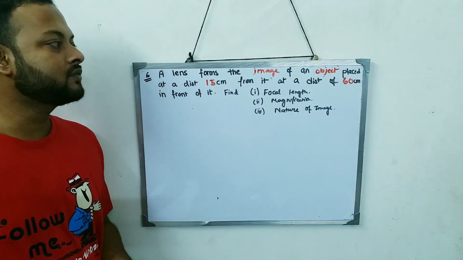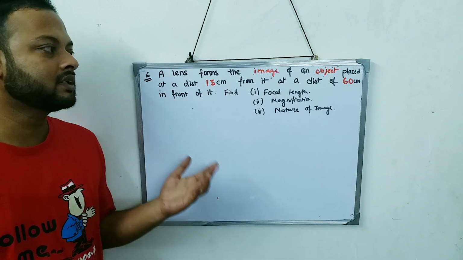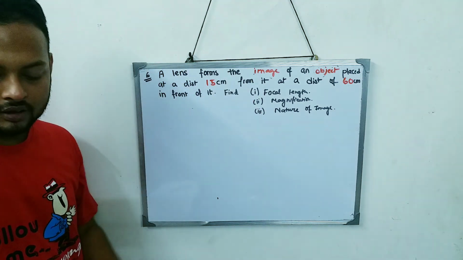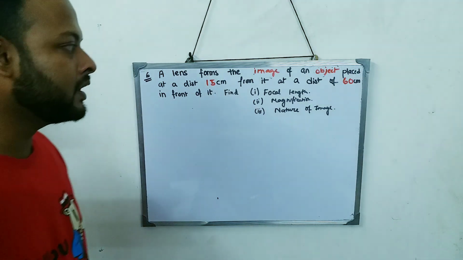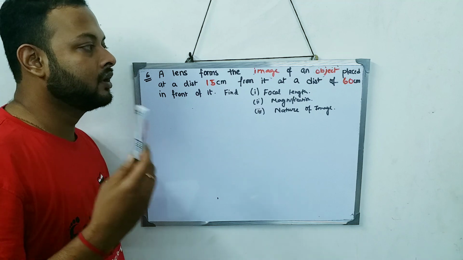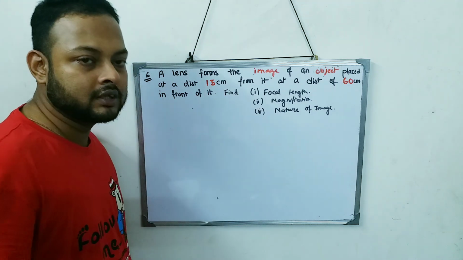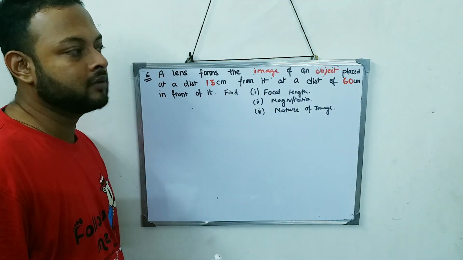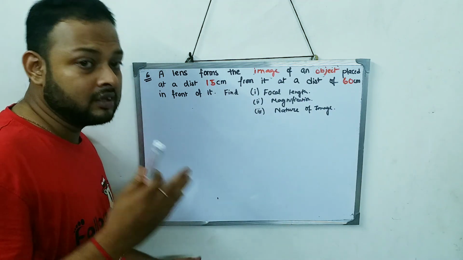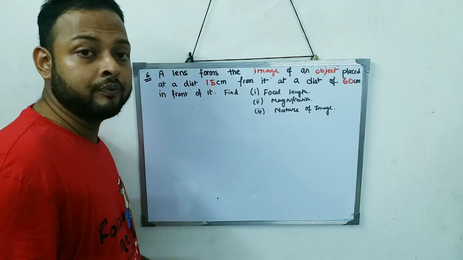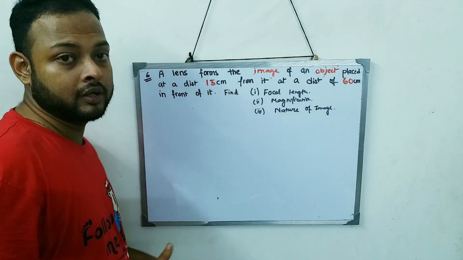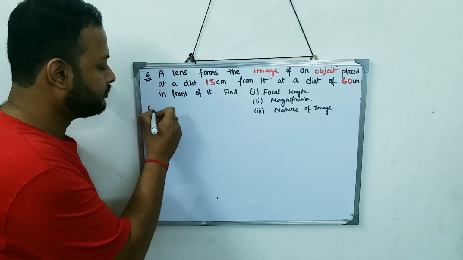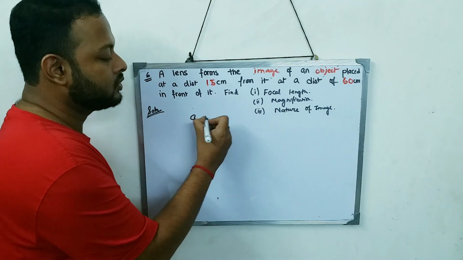The lens forms the image of an object placed at a distance 15 cm from it, at a distance of 60 cm from it. Now by reading this part of the question, many students will get confused whether 15 is the object distance or the image distance, and whether 60 is the object distance or the image distance. In this kind of question, I told you how to sort out the problem, just like in the previous sum. I'll tell you the small trick.